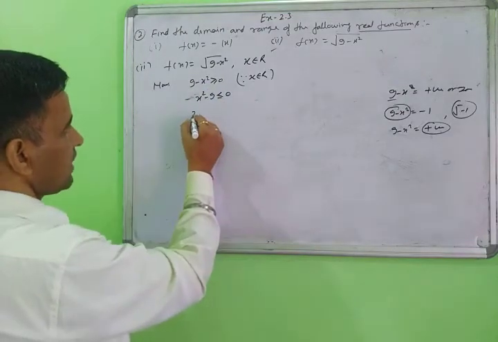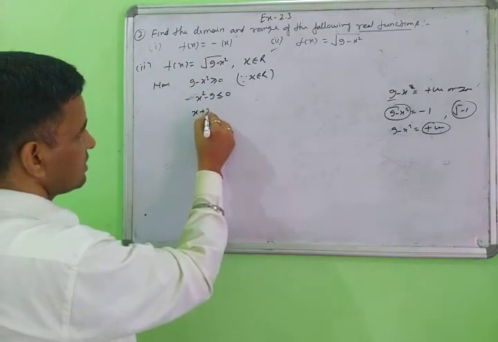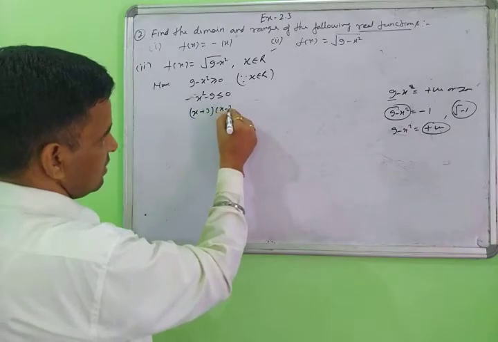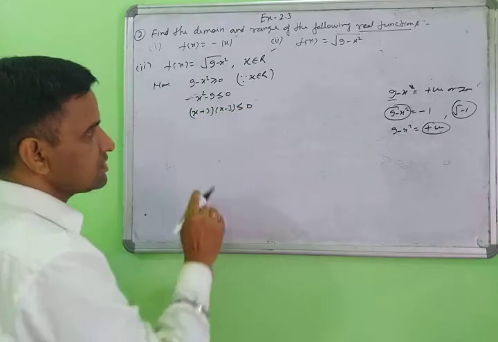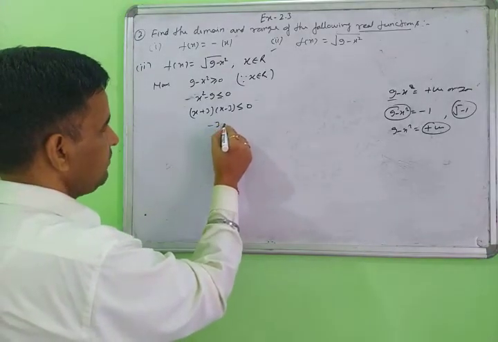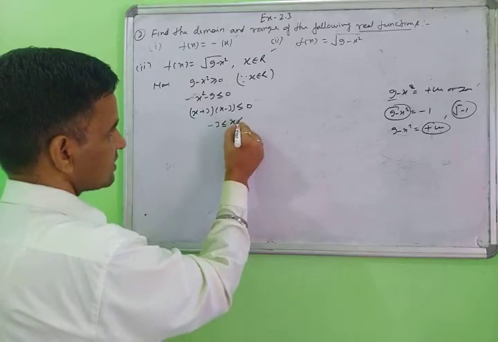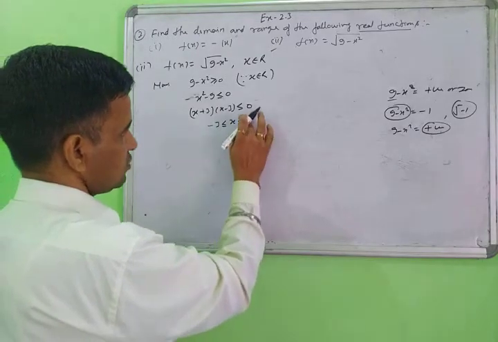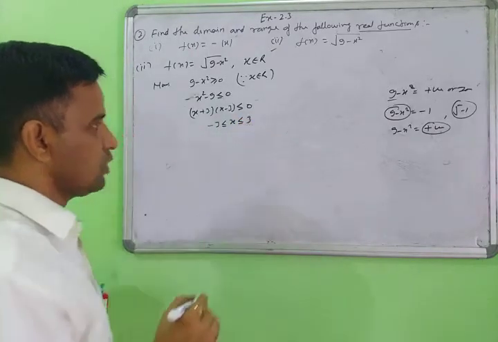So what is the value here? x square minus 9 means (x plus 3)(x minus 3) is less than or equal to 0. It means what is the value of x? Minus 3 is less than or equal to x, which is less than or equal to 3. This is your domain part.